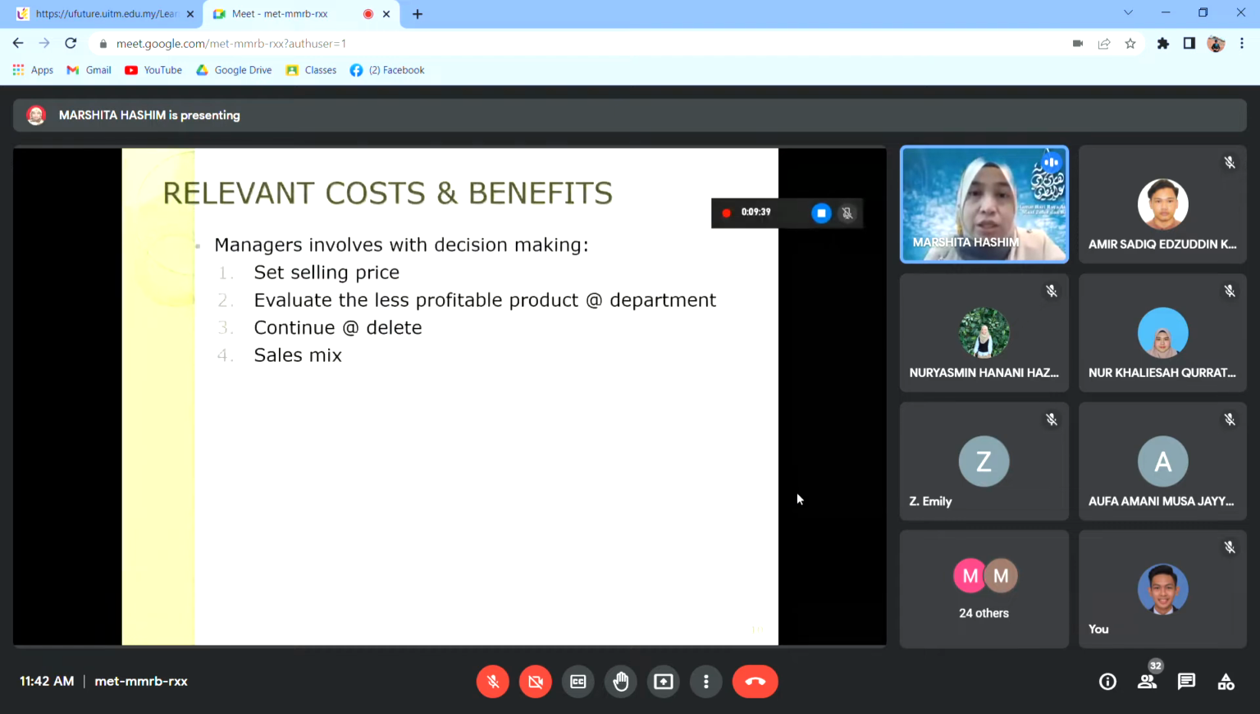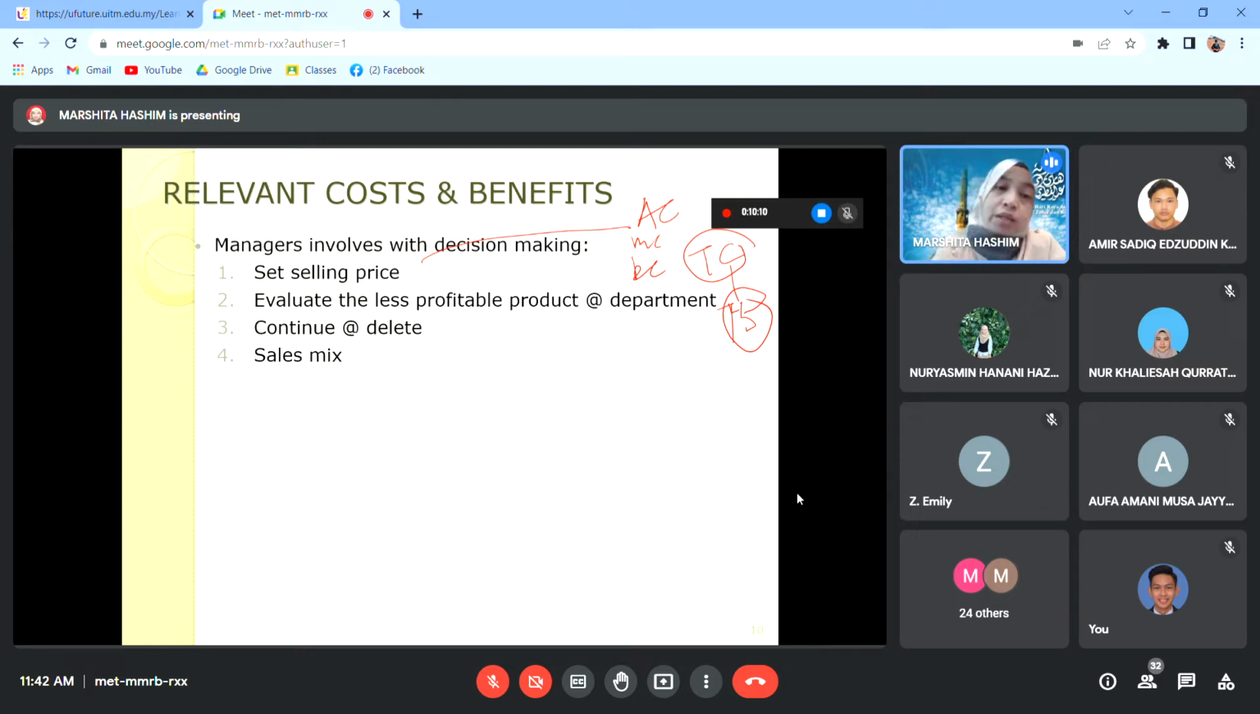These are the decisions that managers are normally involved with. Maybe they will set the selling price. When you set the selling price, you can use absorption costing, marginal costing, relevant cost concept, or target costing. This one you will learn under topic 5 later. You will evaluate a less profitable product or less profitable department. Maybe you want to shut down one of your departments, continue or delete a segment.